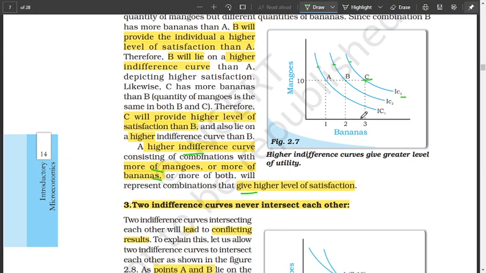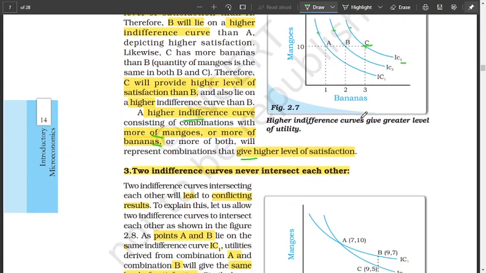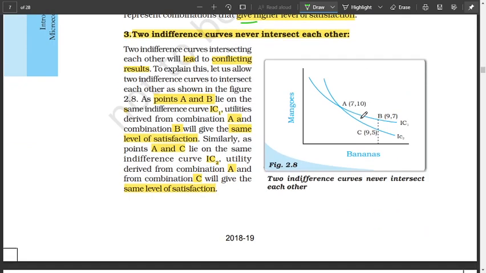That's the second characteristic: a higher indifference curve yields higher satisfaction. And lastly, the third characteristic is that no two indifference curves intersect each other. You can't have indifference curves that cut one another, like in this case here, point A. If it is so, then it will lead to conflicting results. Let's consider first IC1. This is the first indifference curve, IC1.